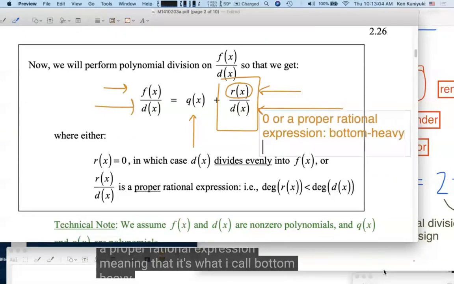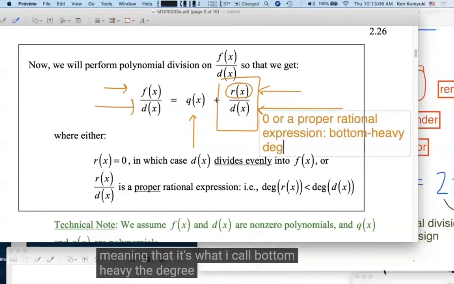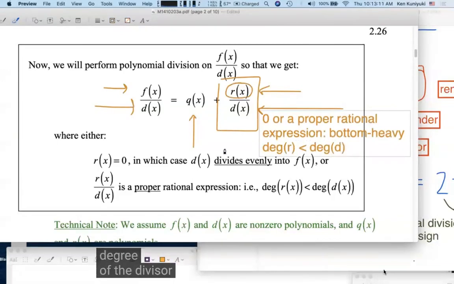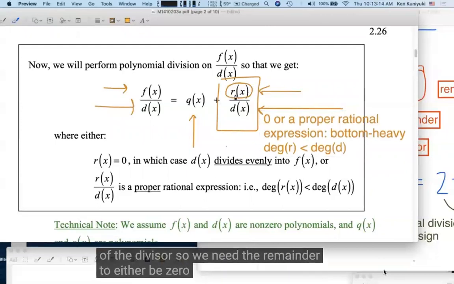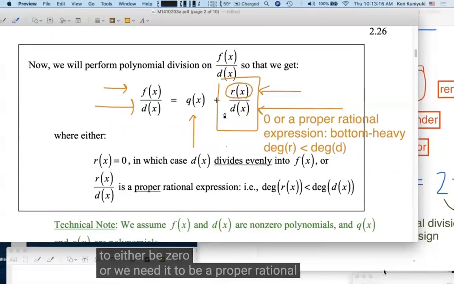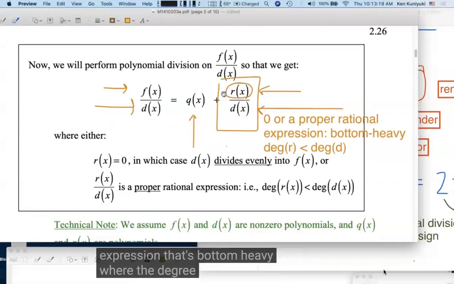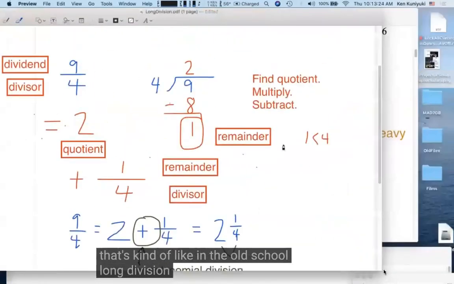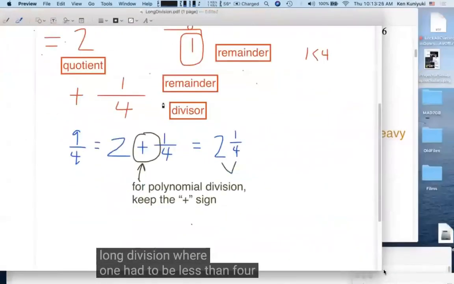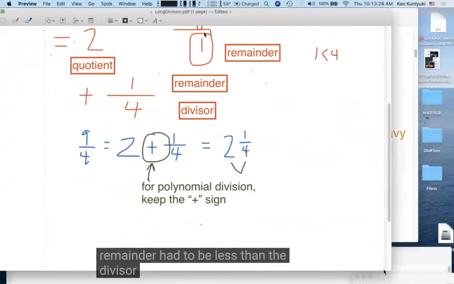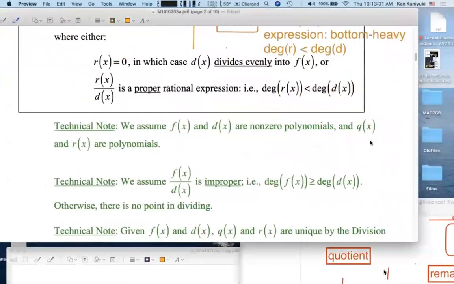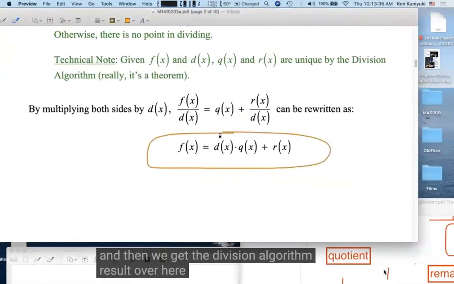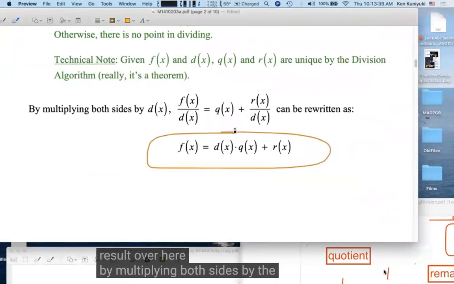what I call bottom heavy. The degree of the remainder has to be less than the degree of the divisor. So we need the remainder to either be 0 or we need it to be a proper rational expression that's bottom heavy, where the degree on the top is less than the degree on the bottom. That's kind of like in the old school long division, where 1 had to be less than 4. The remainder had to be less than the divisor. And then we get the division algorithm result over here by multiplying both sides by the divisor.